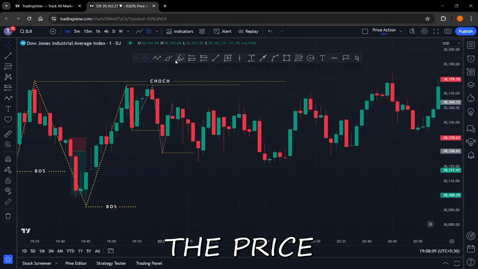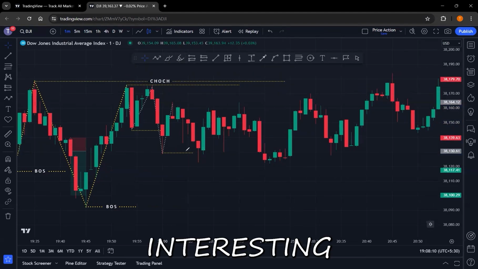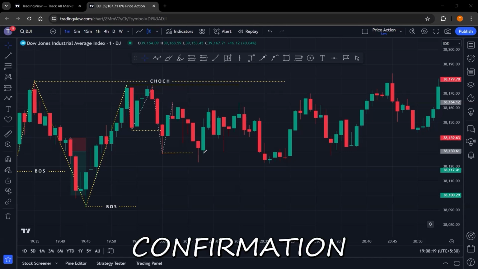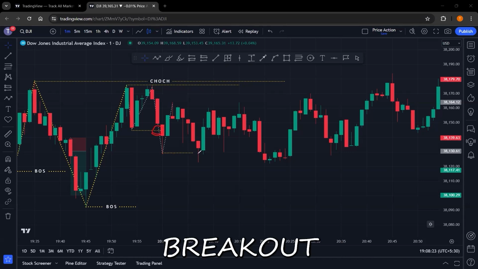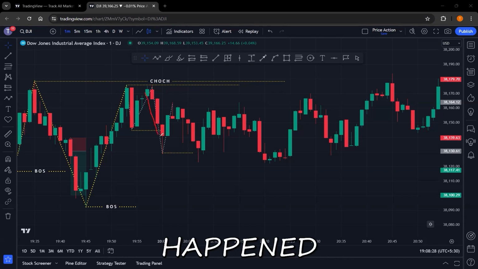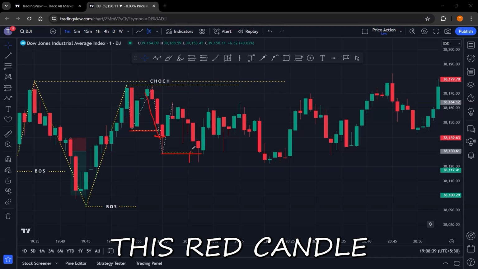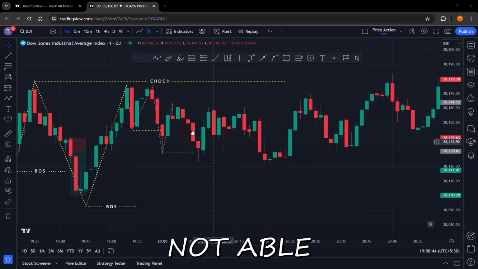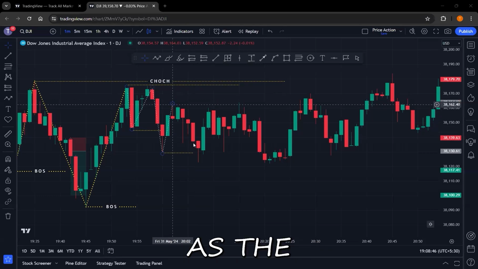Now when the price actually broke this major support, you have to look at a very interesting point. This is something known as the sweep in the market, or the wick out. This is not a confirmation, and this is not a breakout. Look at this breakout and look at this breakout. What is the difference you can see over here? When this support was taken out by the market, the red candle closed below this support line. However, when the price broke this support, this red candle closed above the support line. This is a major difference that many people ignore or are not able to understand. This is known as the continuation of the leg.